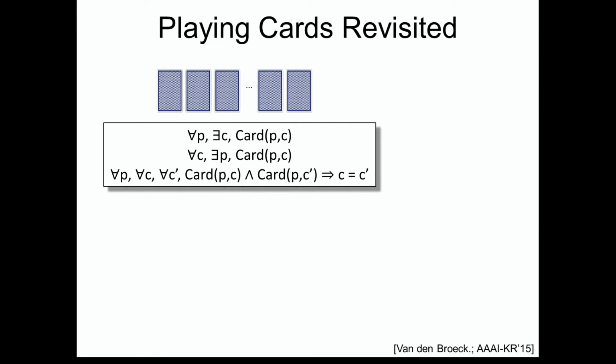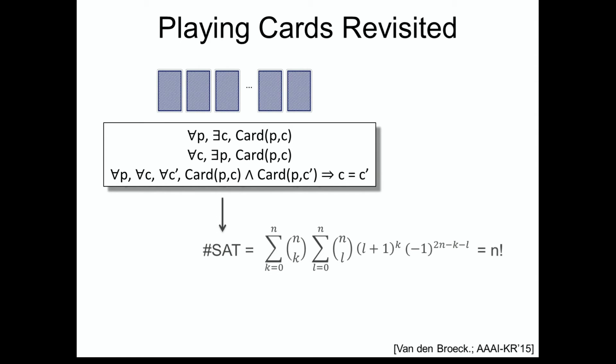So what should we do if we get a problem like this deck of cards here? We should just encode it in first order logic. We should say for all positions in the deck there exists one card. For all cards there exists one position, and in the same position there cannot be two different cards. And this completely specifies a deck of cards in first order logic.